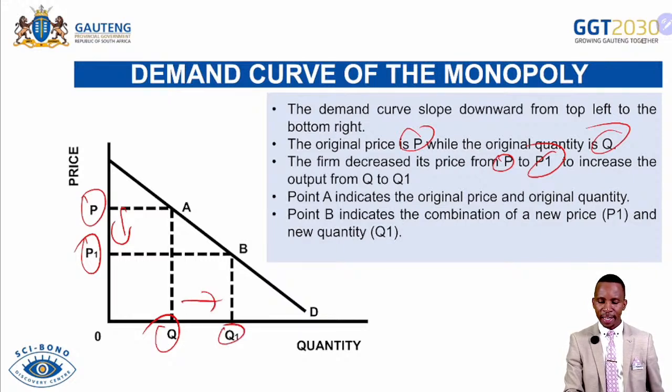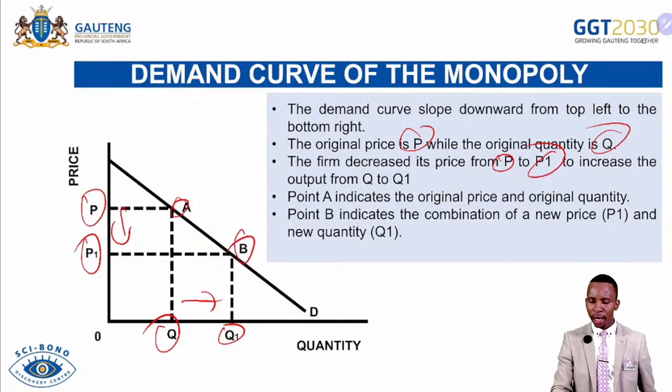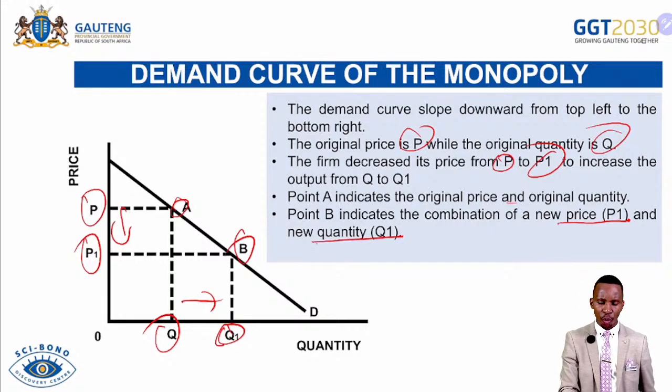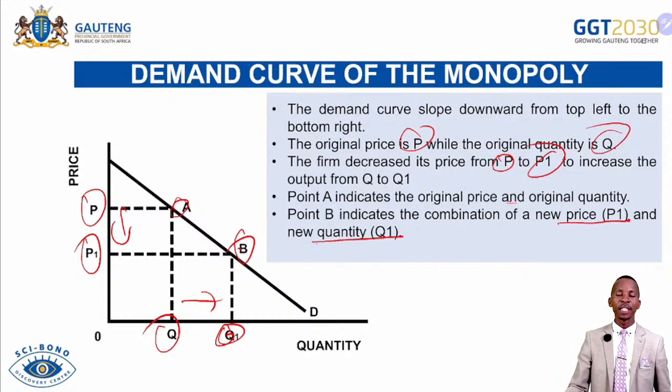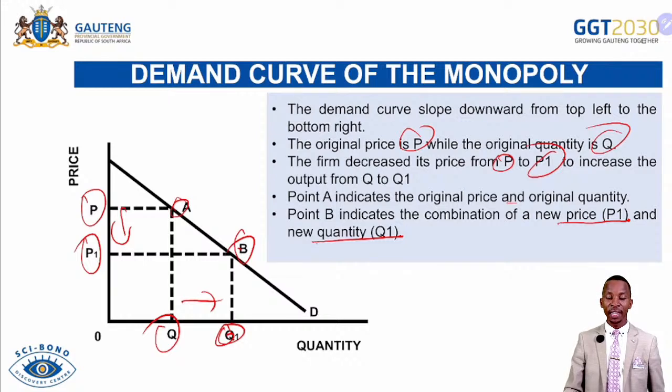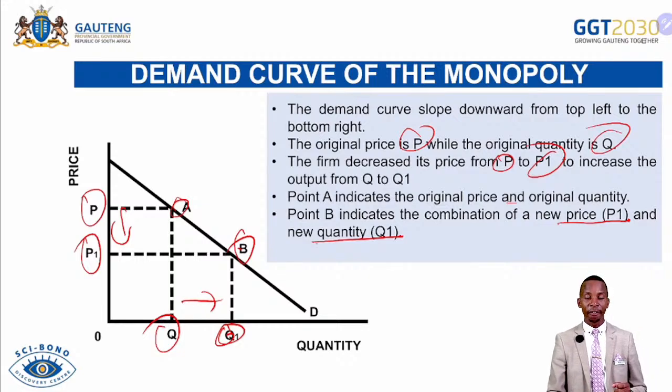This is indicated on point A and point B. Point A indicates the original price and original quantity, and point B indicates the combination of the new price, P1, and the new quantity, Q1. The demand curve is downward sloping and relatively inelastic, indicating that a change in price does not lead to a huge change in quantity demanded. That's why the demand curve is very much steeper, not flat as compared to the monopolistic firm.